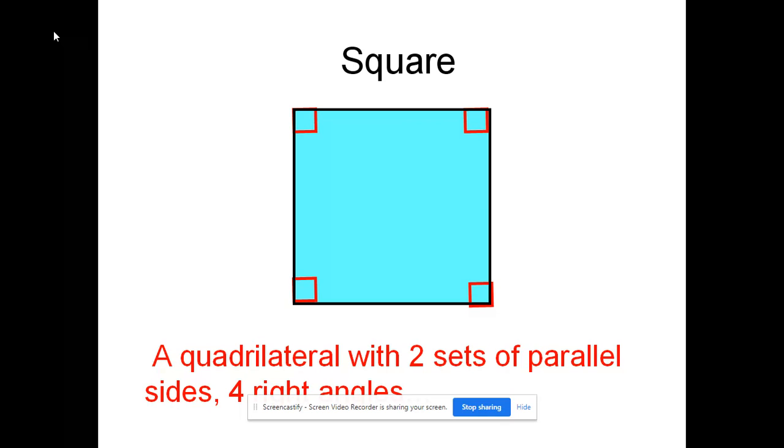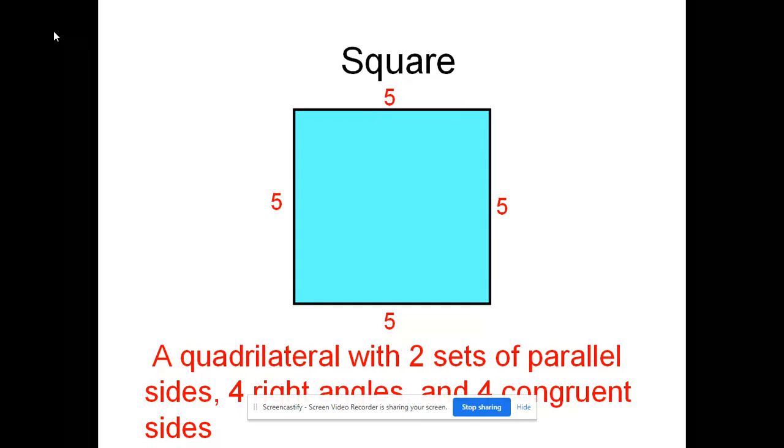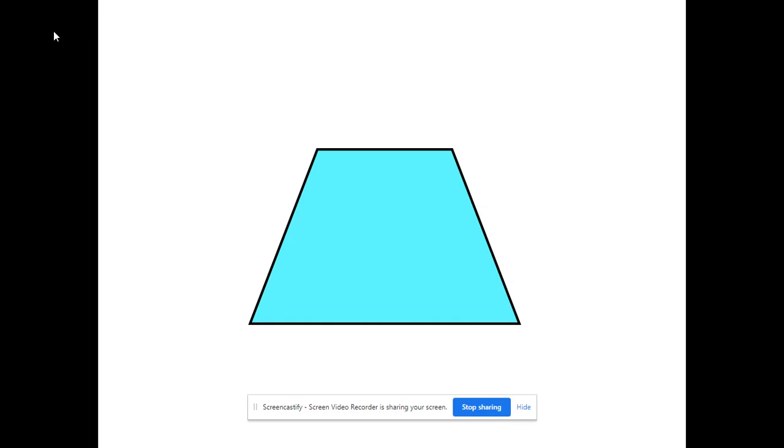What else had to have four right angles? A rectangle, right? Well, that means a square is a rectangle too. A square is a rectangle. Did you know that? Now, a square still has to have another attribute to be a square. It has to have congruent sides, all four congruent sides, all four equal. If one side equals 5, they all have to equal 5 in length. That makes it a square. Three different characteristics: two sets of parallel sides, four right angles, and four congruent sides.